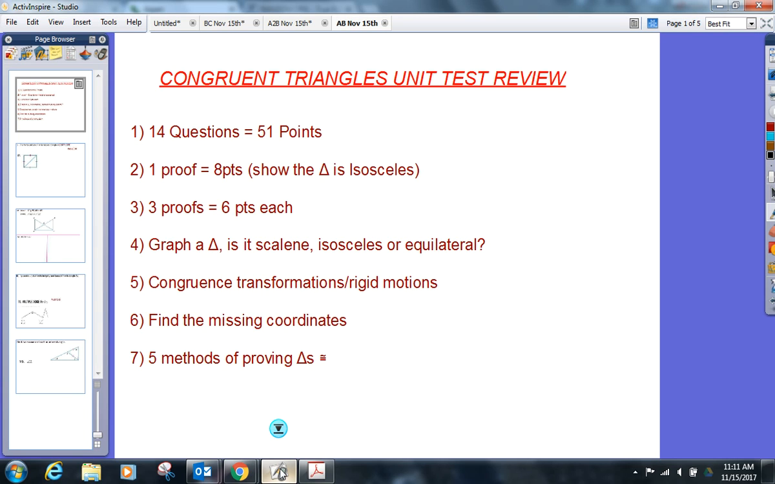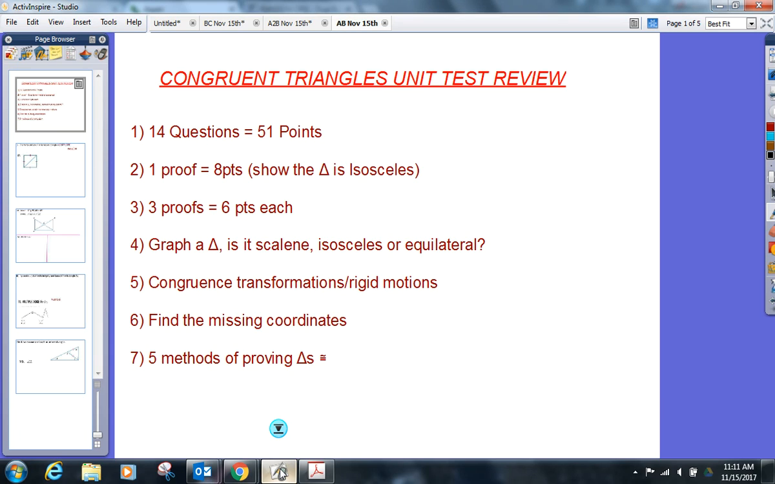Points tomorrow. There are 4 proofs on there. They will total 26 points out of the 51 total. I am telling you what the 8-pointer is, the big one at the end.